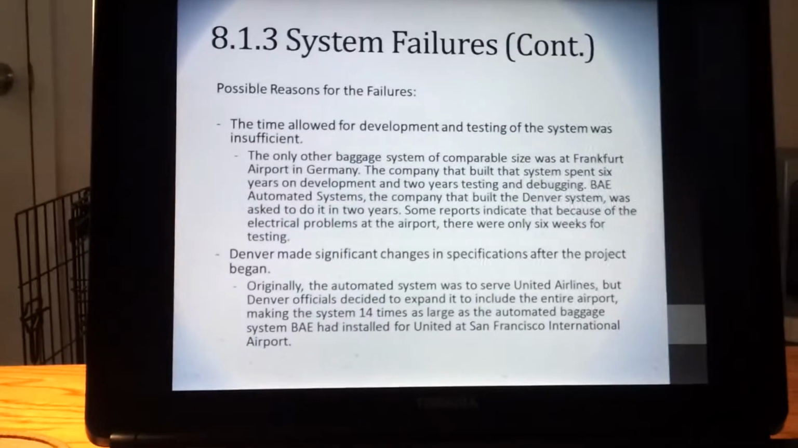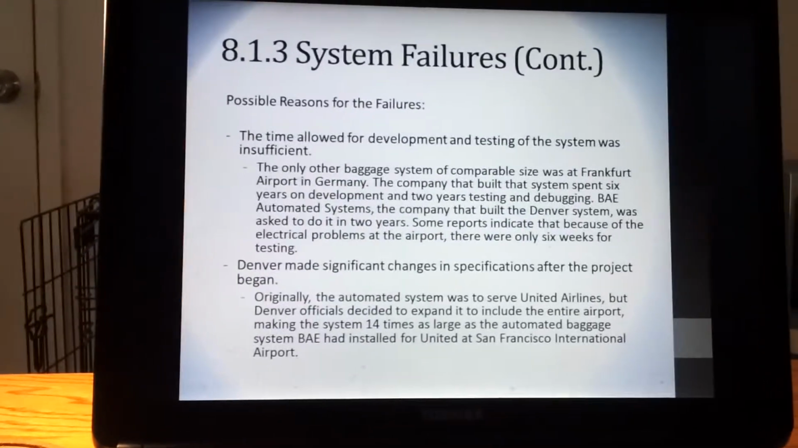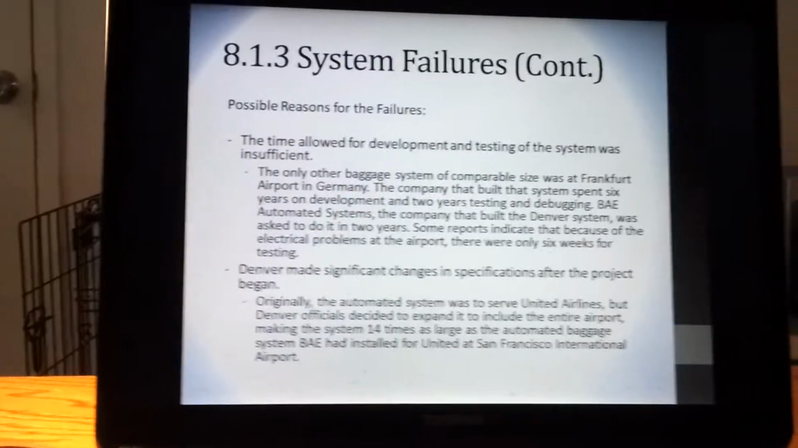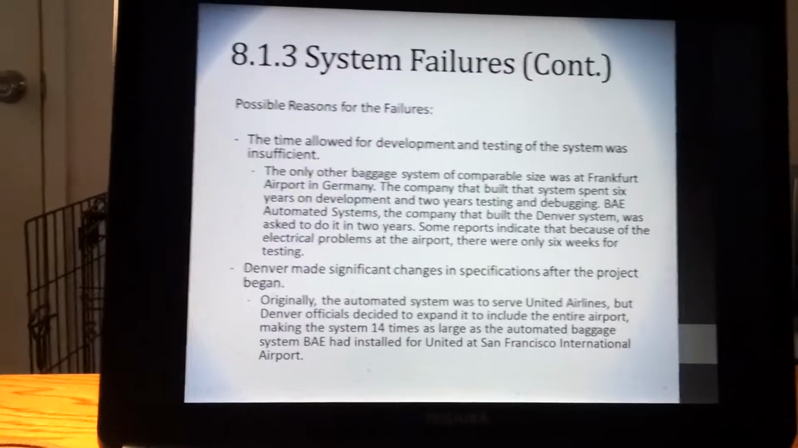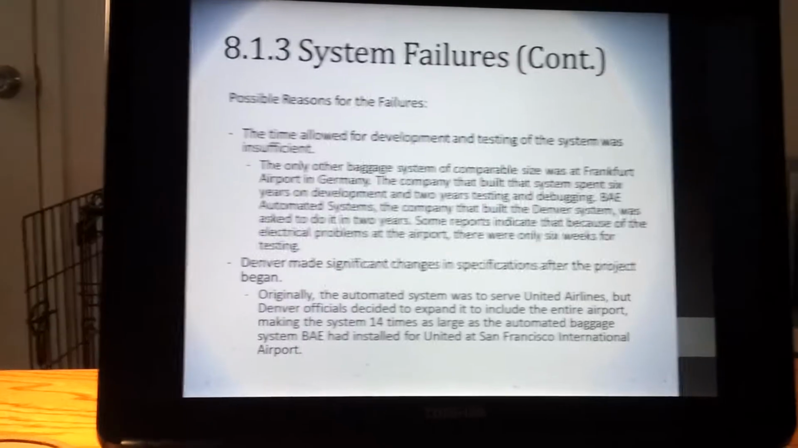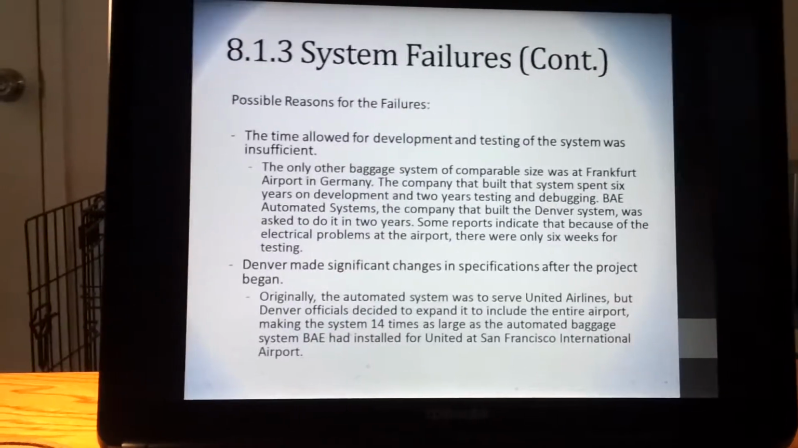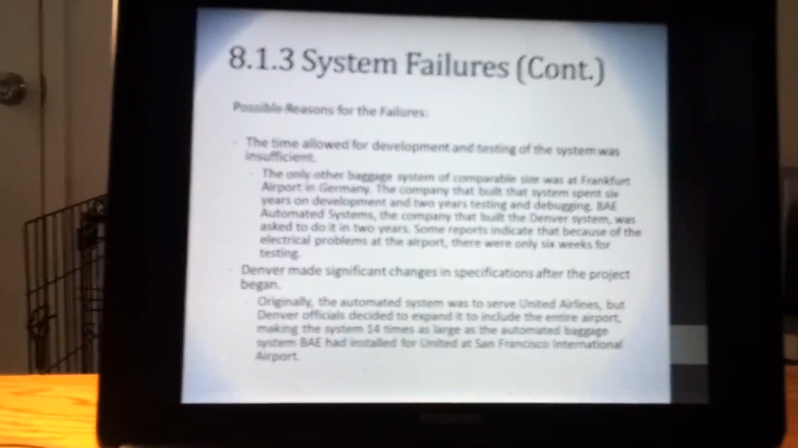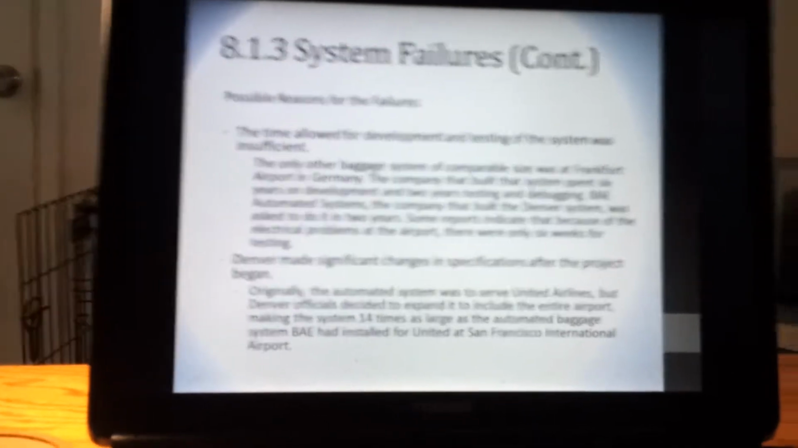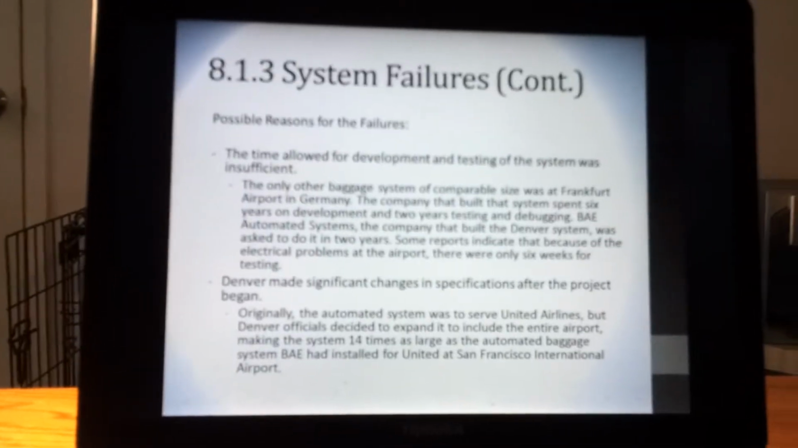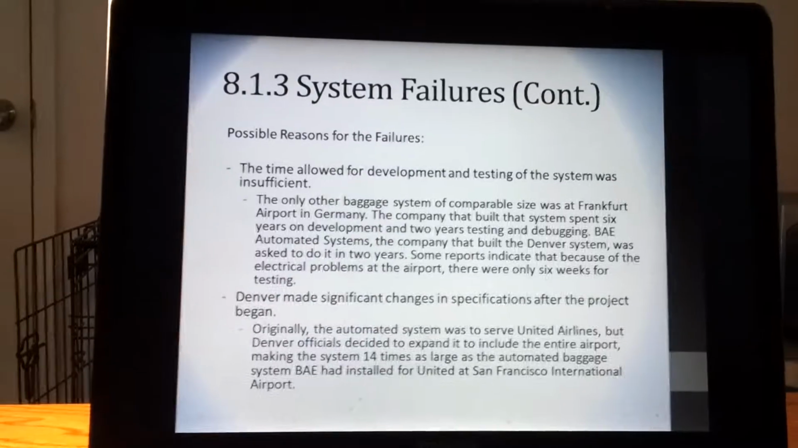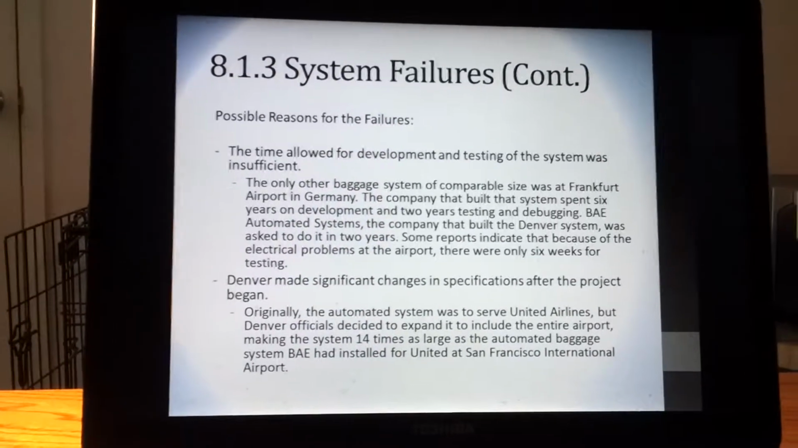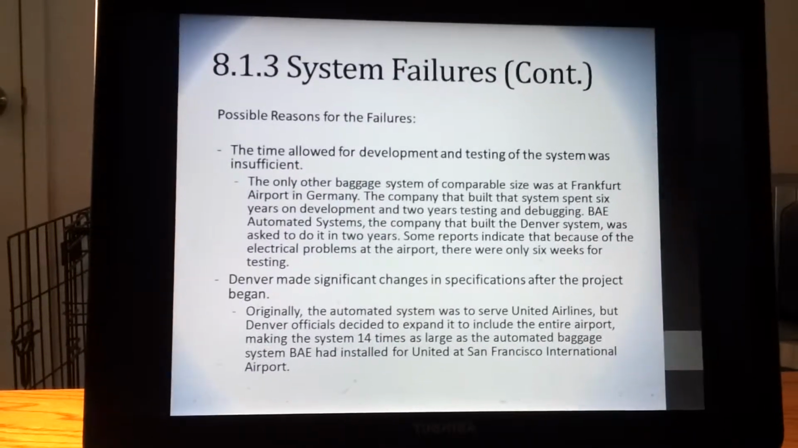Possible reasons for the failures. The time allowed for development and testing of the system was insufficient. The only other baggage system of comparable size was at Frankfurt Airport in Germany. The company that built the system spent 6 years on development and 2 years testing and debugging. BAE Automated Systems, the company that built the Denver system, was asked to do it in 2 years. Some reports indicate that because of the electrical problems at the airport, there were only 6 weeks for testing.